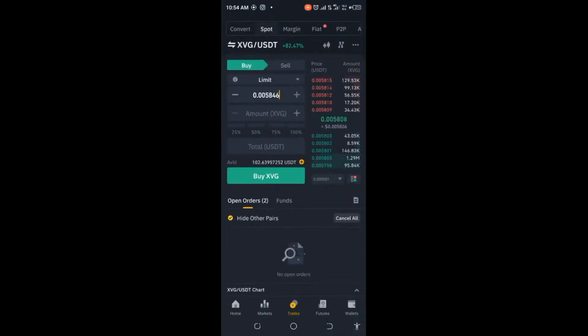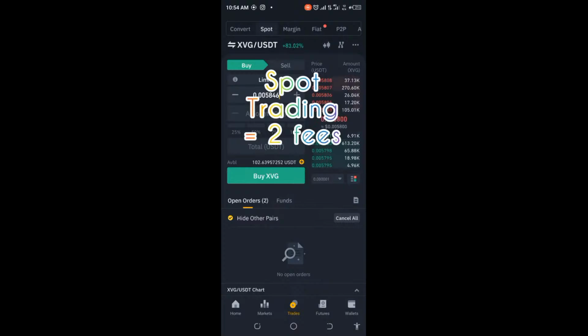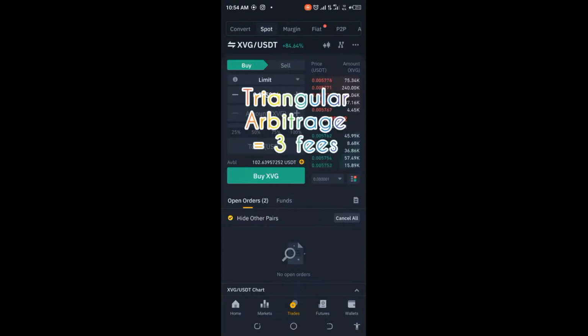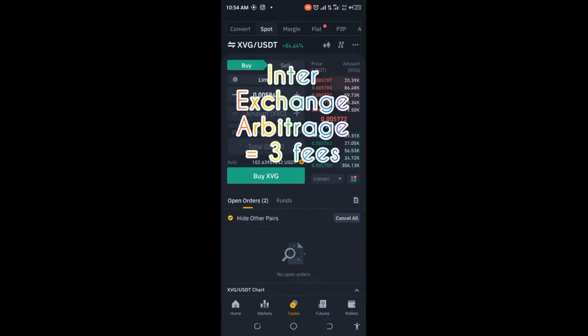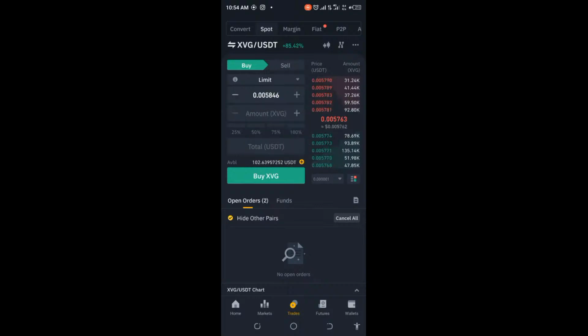The good thing is that when you're doing spot trading, you only have two trading fees to pay. If you're doing triangular arbitrage, you've got three trading fees to pay. If you're doing inter-exchange arbitrage, you're going to have two trading fees to pay and one transfer fee, which means three different sets of fees. So in spot trading you have two trading fees, in triangular arbitrage three, and in inter-exchange arbitrage also three. So this is much, much cheaper to execute in terms of the fees that go into it.